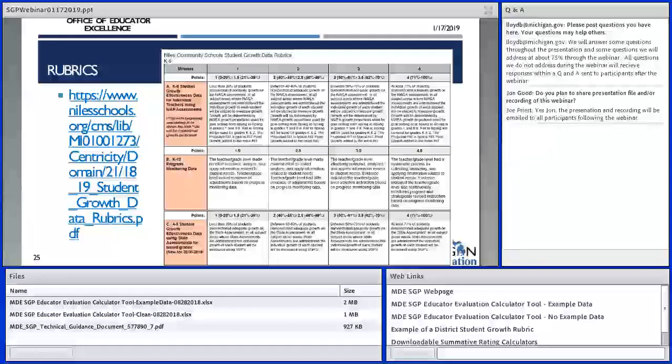Some districts are also choosing to include SGP or state assessment data using rubrics. This is an example from Niles Community Schools, where they had a very collaborative process involving their teacher leaders, administrators, and central office staff to determine success criteria for differing assessments, and what the criteria for each of those assessments are, to determine those summative ratings. We have workshops that do help districts through developing this process as well.